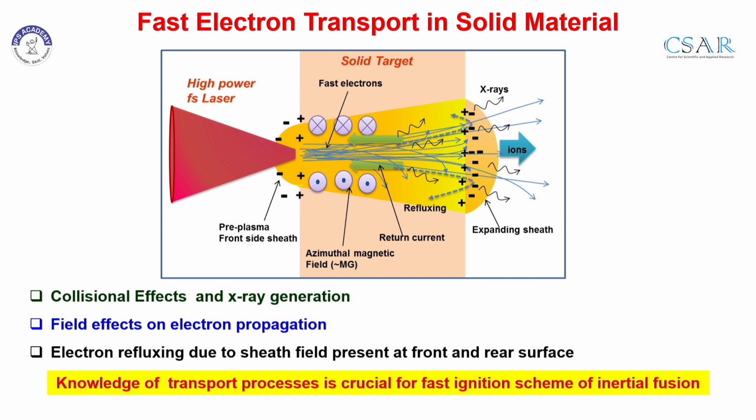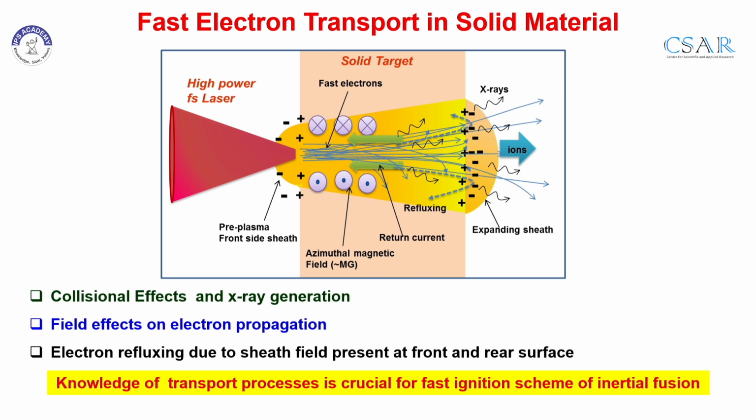Please note that this current is mega-amperes, and when mega-ampere current flows through this solid target, it generates an azimuthal magnetic field which tries to pinch the plasma. When the electrons escape from the rear surface, they generate the sheath field, which, as I will show in further slides, accelerates the ions to very high energies. Due to collisional effects, when these fast electrons propagate, they generate X-rays, which can be continuum Bremsstrahlung as well as monochromatic inertial line radiation.